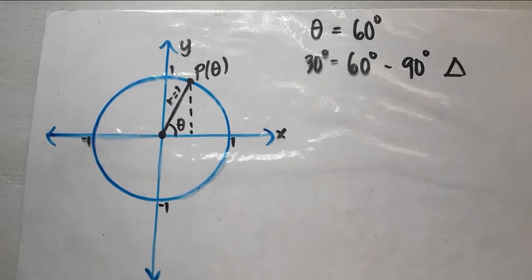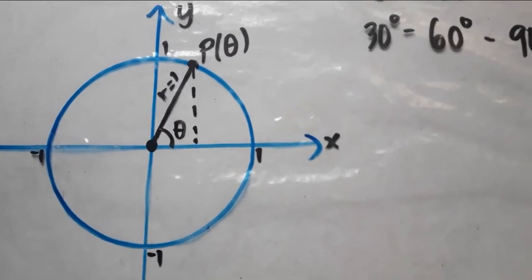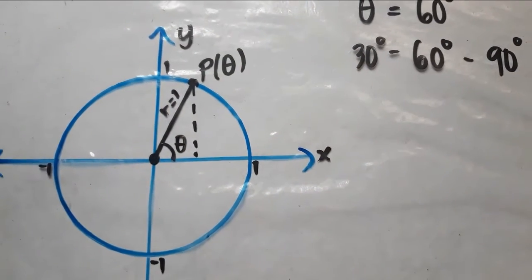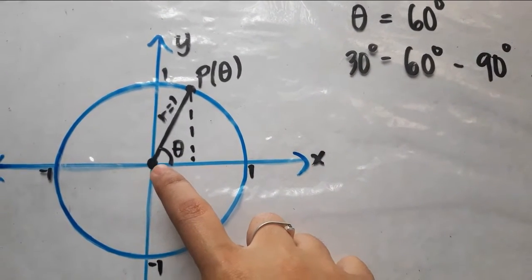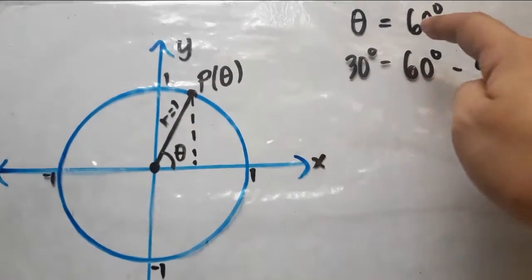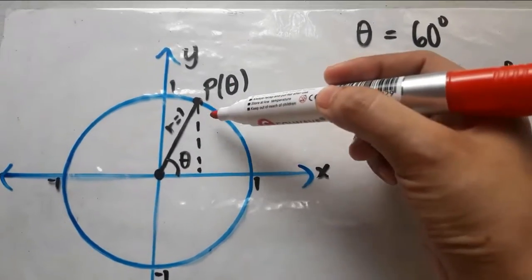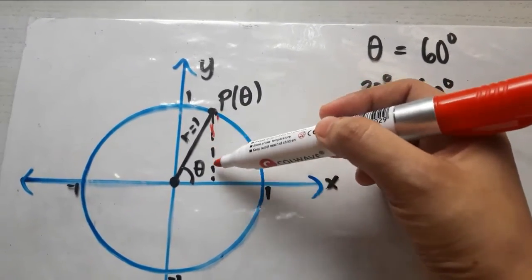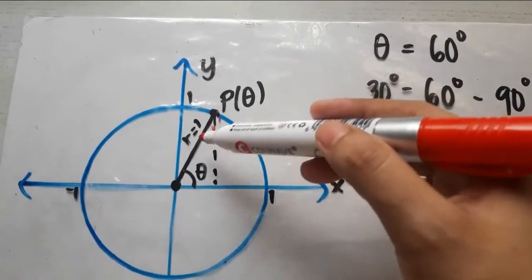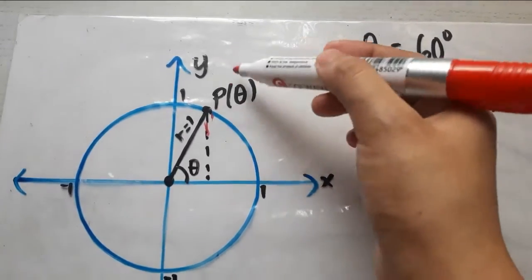Alright, so let's proceed with another angle, which is 60 degrees. We have here the illustration. The x-axis is the horizontal line, y-axis is the vertical line. Then we have the unit circle, so we draw another angle. This time it's theta equals 60 degrees. If we draw a broken line here, it will form a right triangle. Again, the longest side is the radius, r equals 1. So we have to solve for both x and y.